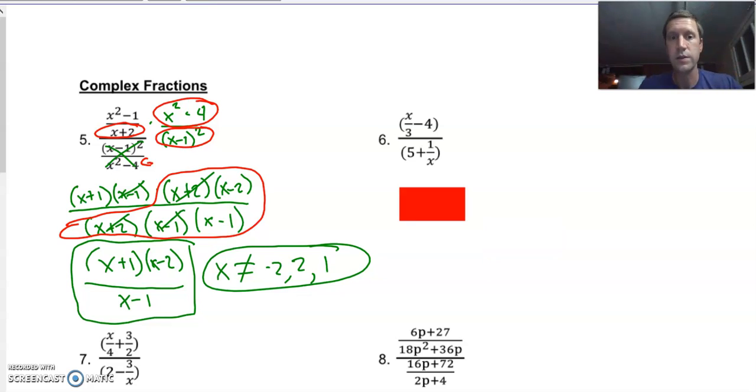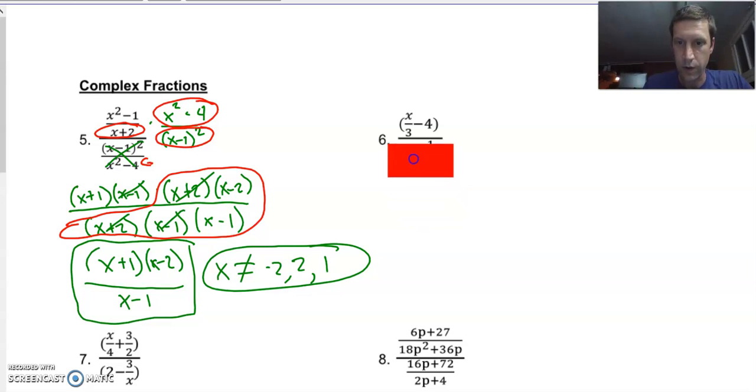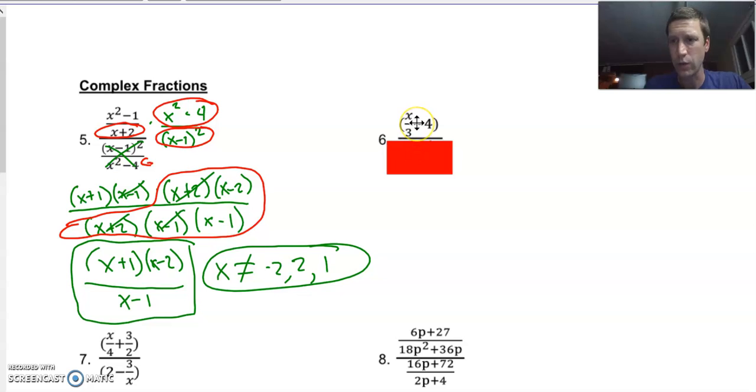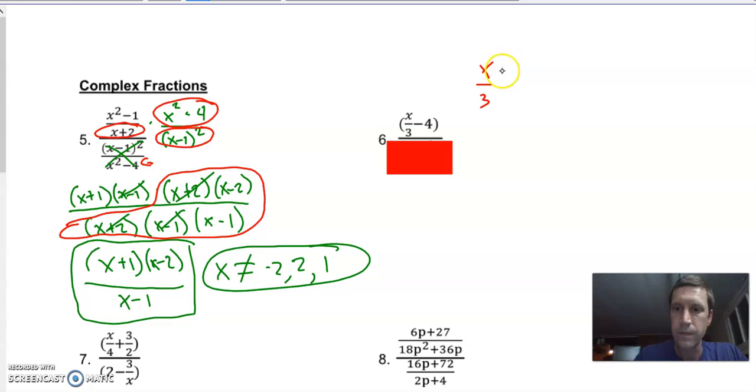All right, so there's number 5. Let's talk about number 6. I want to look at the numerator first, then we'll look at the denominator. In the numerator, I have to work on combining some like terms, or adding some fractions together. So let's isolate that numerator: x over 3 minus 4 over 1. I can't combine those. I need one fraction on the numerator. Right now it's two fractions if we think of 4 as a fraction.